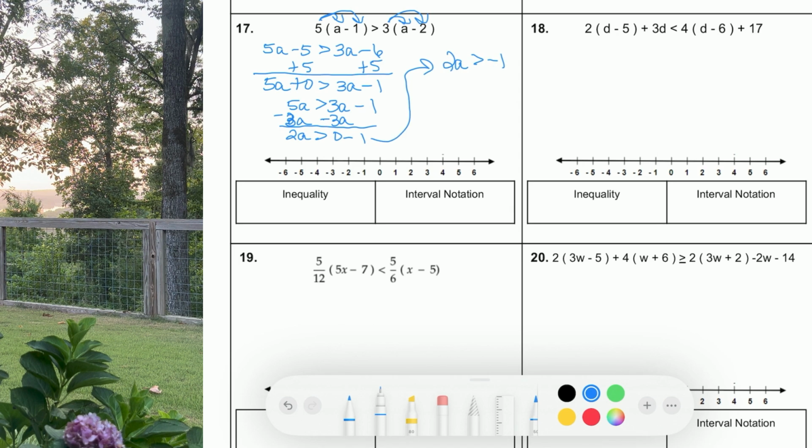Bring that up here and finish it. So I have 2a is greater than negative 1. Divide both sides by 2. And I get a is greater than negative 1/2. So I'm going to write that in here.